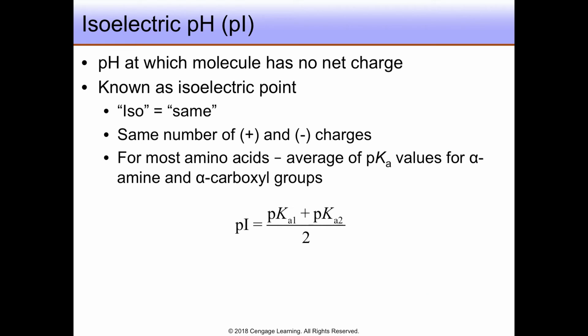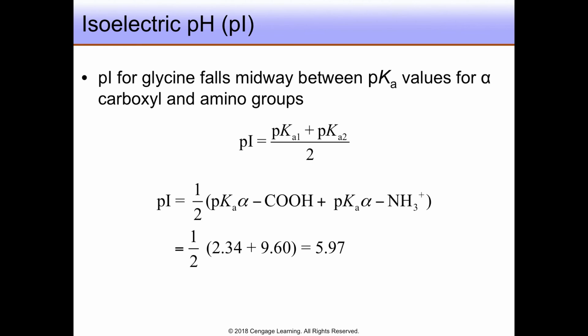Since the possibility exists of having more than 2 pKa values, let's define a term that relates to the pH at which an amino acid is electrically neutral. This is known as the pI, or isoelectric pH. Iso means same, and this indicates that the molecule has the same number of positive and negative charges and is therefore neutral in overall charge. For most amino acids, those lacking an ionizable side chain, this value can be easily calculated as the midpoint between the pKa values of the alpha amine and alpha carboxyl groups.